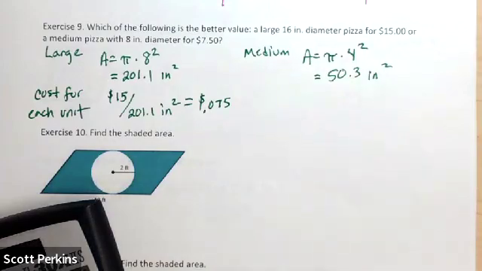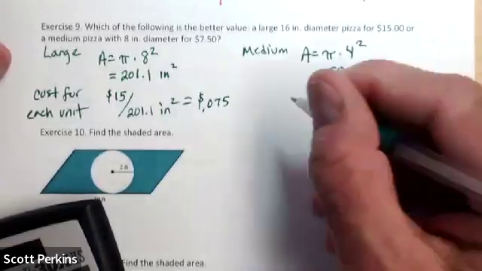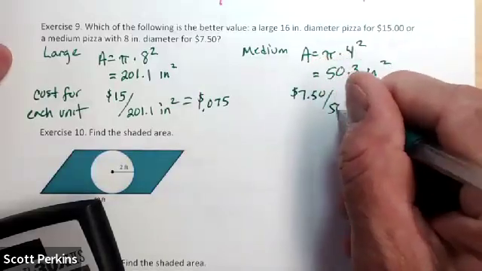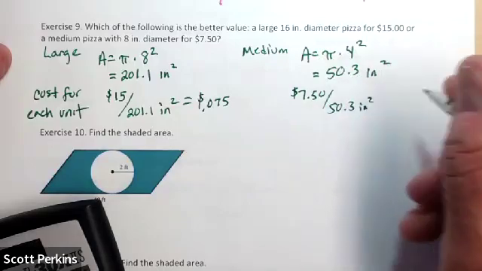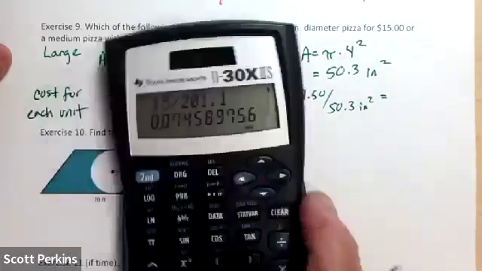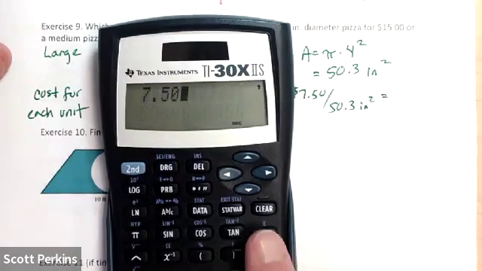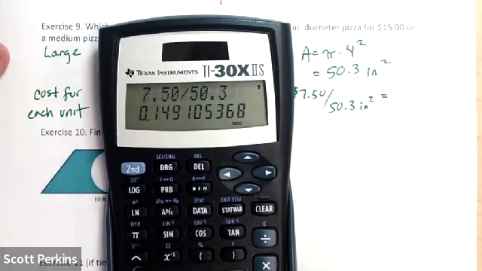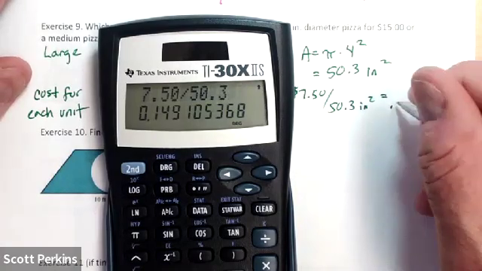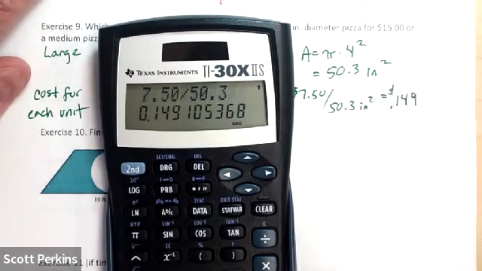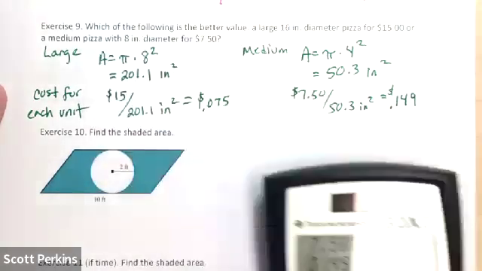Let's do the same thing for the medium then. The medium is $7.50 for a 50.3 square inch pizza. And so when I put that into the calculator, it's $7.50 divided by 50.3, and that turns out to be 0.149 when I round to the 3rd decimal place. So $0.149 per square inch.